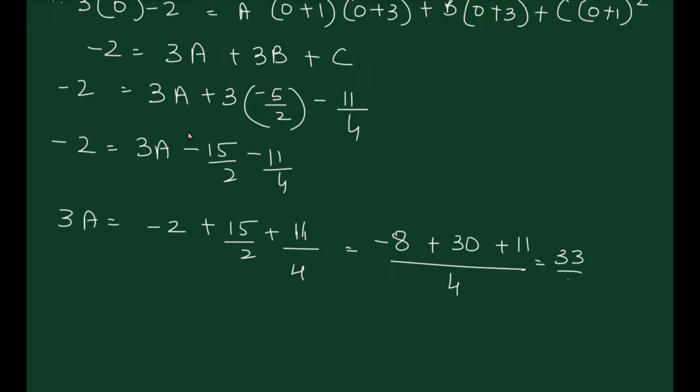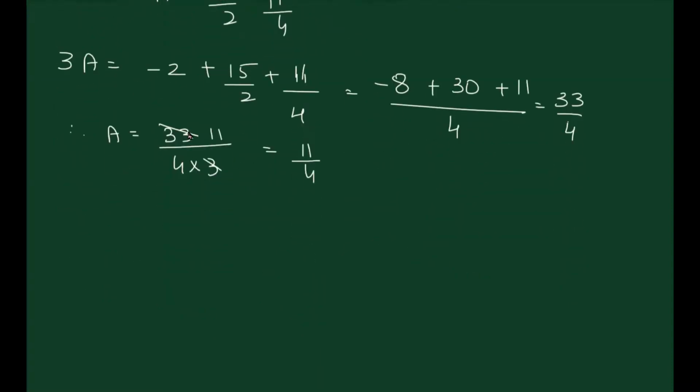33 upon 4, which is 3a. Okay, 33 upon 4. And therefore a becomes 33 upon 4 into 3, which becomes 11 upon 4. So now that you've got a, b and c values, we'll substitute these values over here.